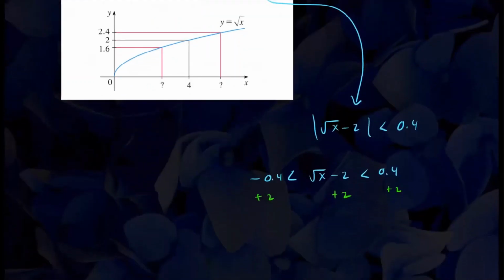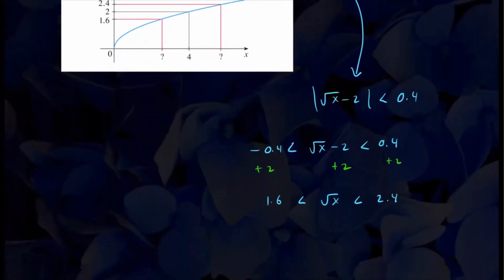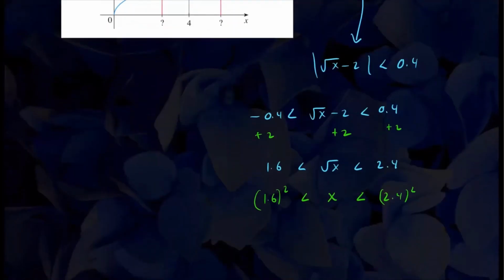So we're going to get 1.6 less than the square root of x less than 2 plus 0.4. That's going to give us 2.4. Now we're going to go ahead and square each side. So we have 1.6 squared less than x less than 2.4 squared. So then 1.6 squared gives you 2.56 less than x less than, and then 2.4 squared, you'll have 5.76.